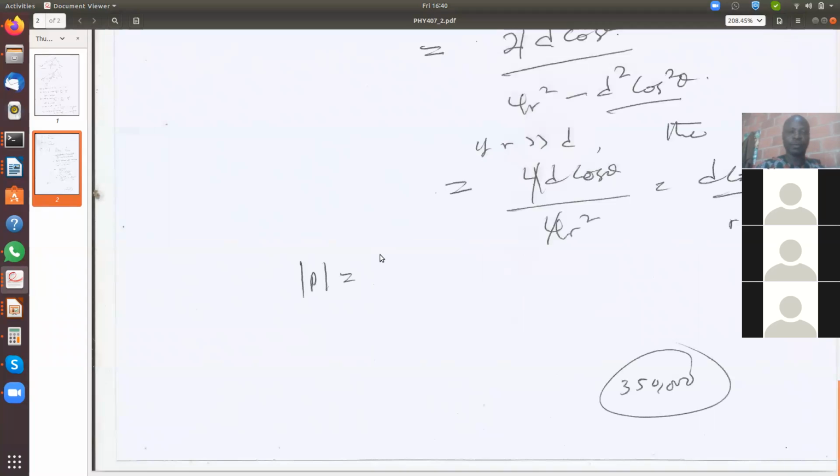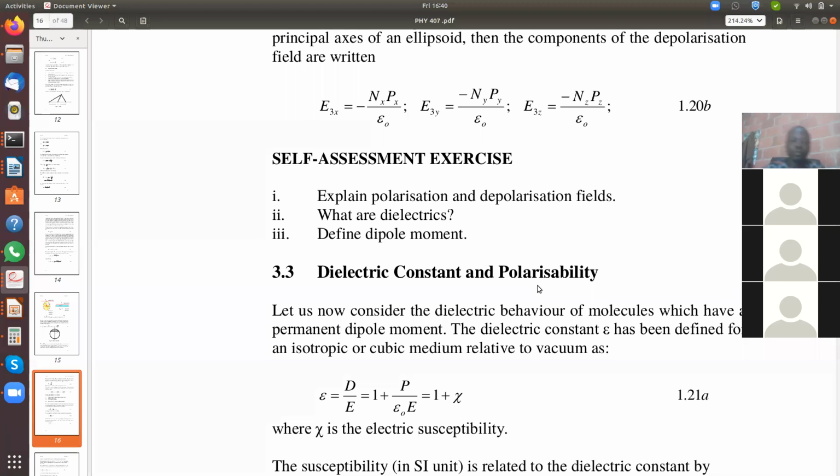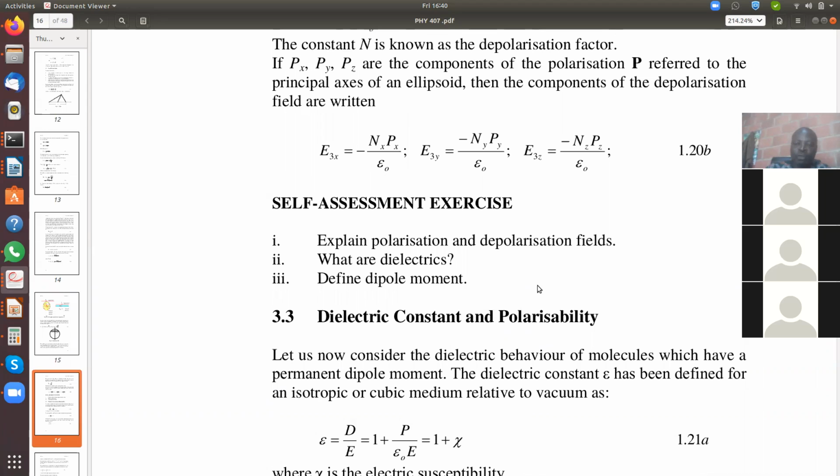Okay. Yes, sir. Okay. So now let's move to the next thing, which is dielectric constant and polarizability. Please, can you mute yourself because of echo? I think Victor and Godwin, please mute your mic because of echo.